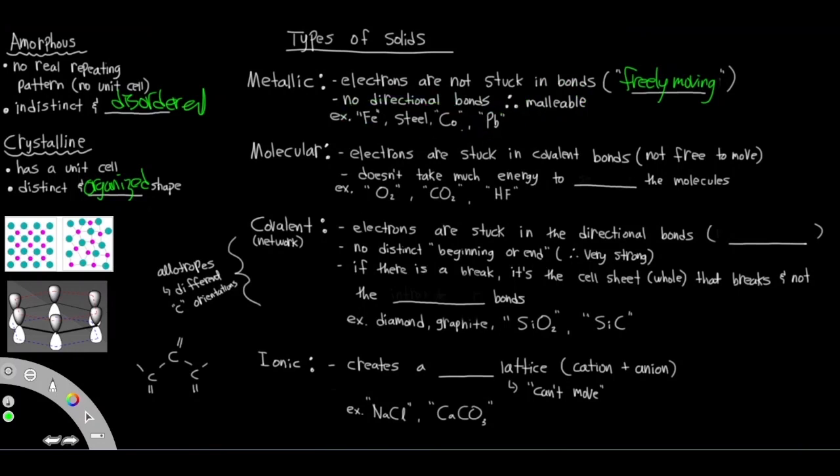So all of these here are examples. Steel here, it's carbon and iron. Carbon is a nonmetal, but still acts as metallic.